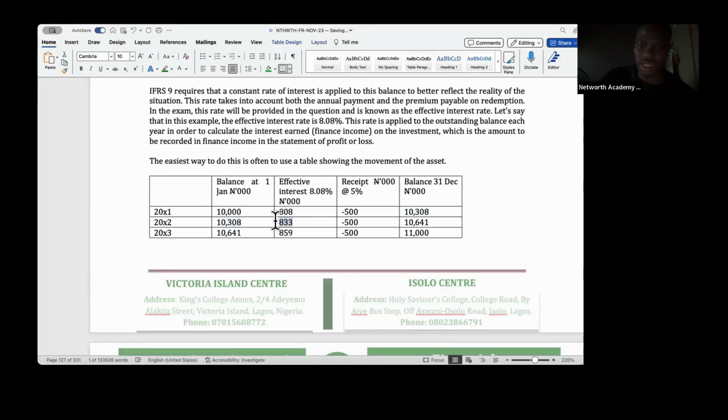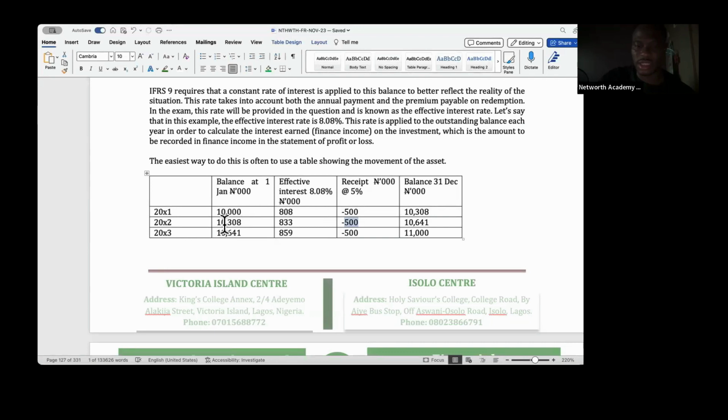Then that gives you 833. So in year two, what goes to your P&L is this 833. But what you will receive is 500. This 5% is fixed every year. It's 5% on the principal amount. It doesn't change. So 5% on 833, that's 500.